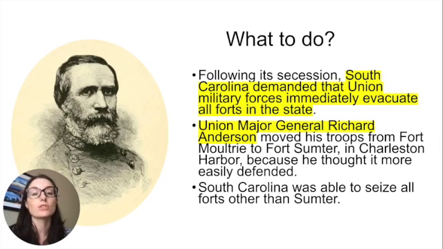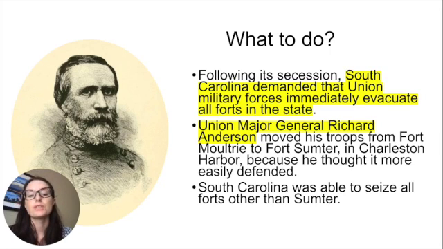So we can fill out 2 things on our chart. First, in the second column, it says the date and which state it took place in. So we are going to write South Carolina in that first box. Also, under important information, we want to jot down that South Carolina demanded that the Union military evacuate the state.